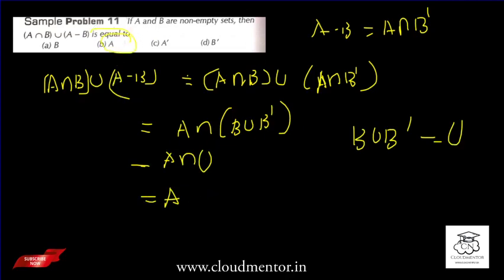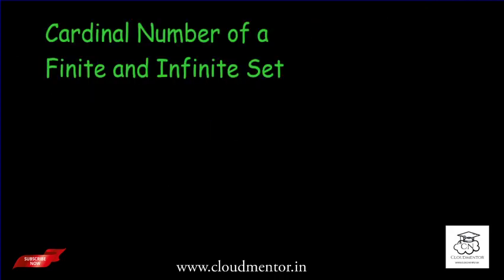So moving to the next portion, that is the cardinal number of a finite and infinite set. The number of distinct elements in a finite set A is called the cardinal number, and it is denoted by n(A). This is the number of distinct elements in a finite set. And if it is not a finite set, then it is called an infinite set. We have told that before.